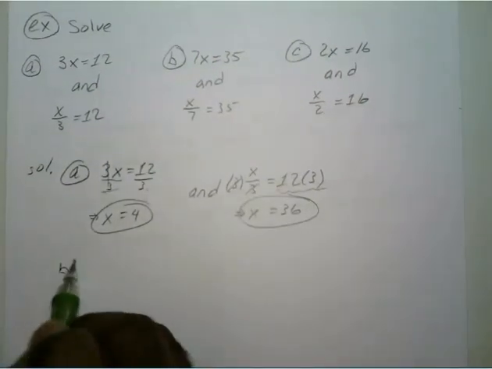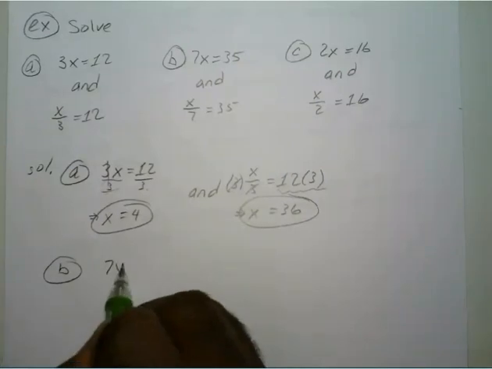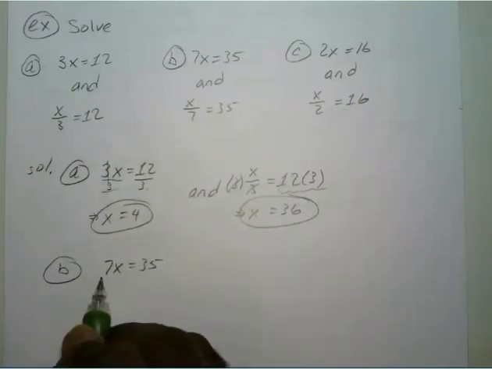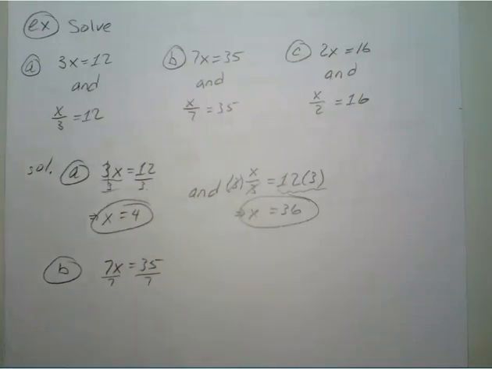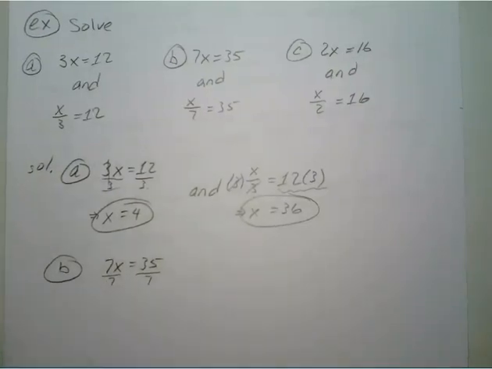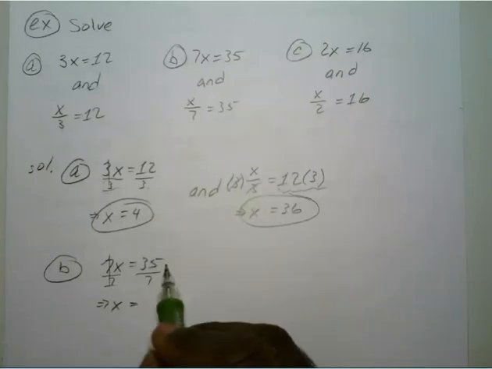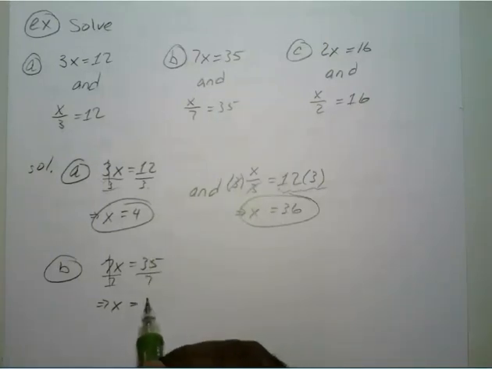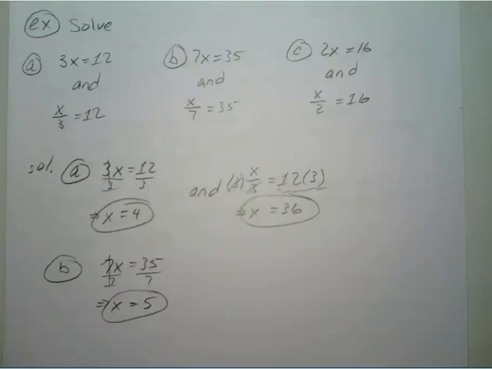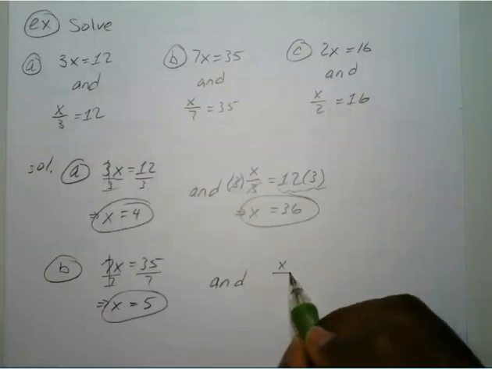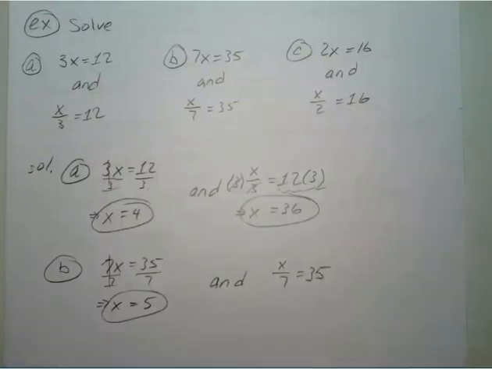Okay, so let's look at B. We have 7x equals 35. Again, it's a multiplication problem, so you use the opposite operation, which is division. So we're going to divide both sides by the coefficient 7. So 7 divided by 7 is equal to 1. So 1 times x is x, and that's equal to 35 divided by 7, which is 5. Okay. And we have x divided by 7 equals 35.